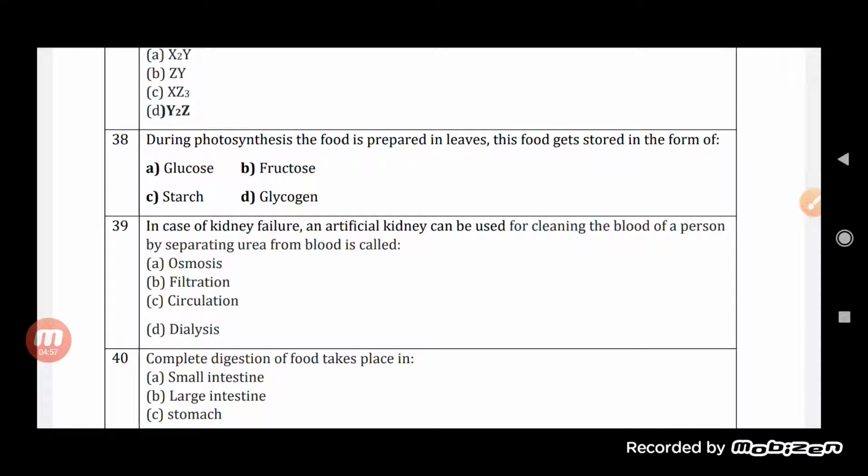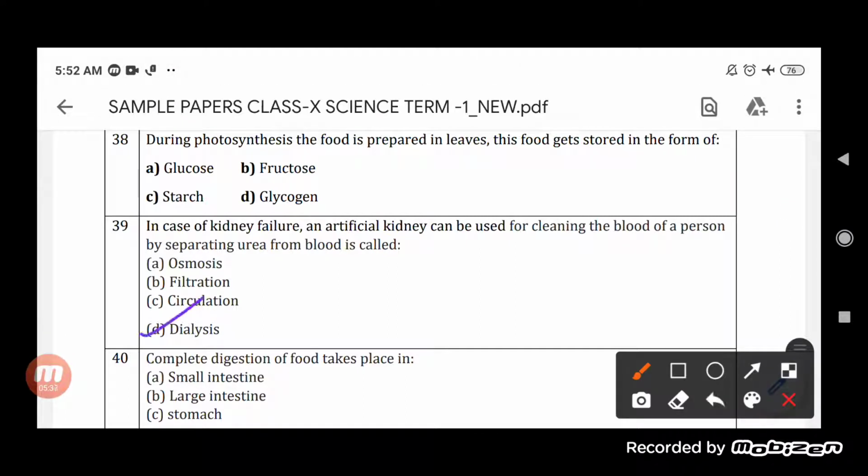What is this process called? Osmosis, filtration, circulation, or dialysis. Yes, it is dialysis, in which the artificial kidney is used, and there we actually clean the waste material from the blood of the person. And yes, this process of separation occurs through the concentration gradient. So we can say that this process is good in order to clean the blood of a person, to separate urea from blood. So the answer is dialysis.